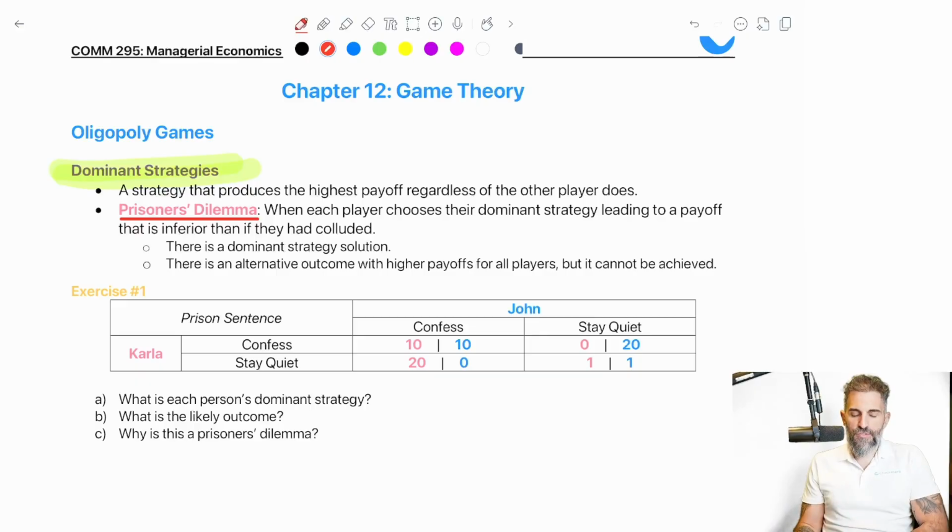The reason it's called a prisoner's dilemma is because it's sort of based on two people that committed a crime. They got arrested. They were interrogated at the same time, but separately, and asked to confess or not. And you can see here that the outcomes will depend on not only what they do, but also what the other person does.